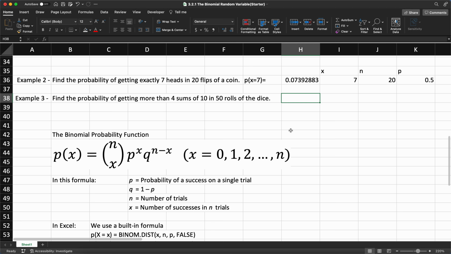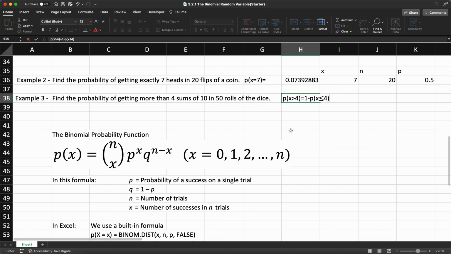But what I have to realize is that the probability of getting more than 4 sums, sorry, not more than or equal to, more than 4 sums is going to be equal to 1 minus the probability that I get less than or equal to 4. So getting more than 4 sums is getting 5 or 6 or 7 or 8 or 9 or 10 all the way up to 50.